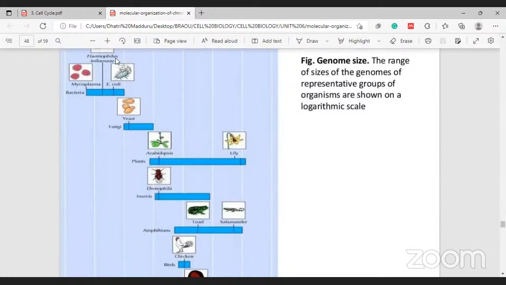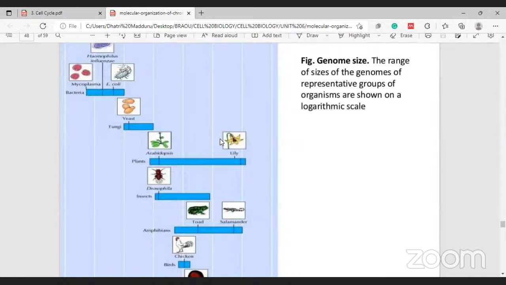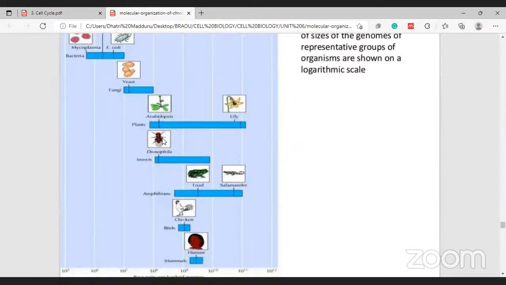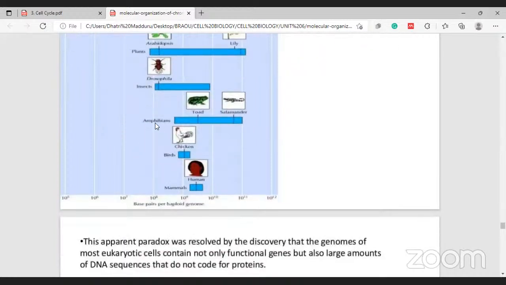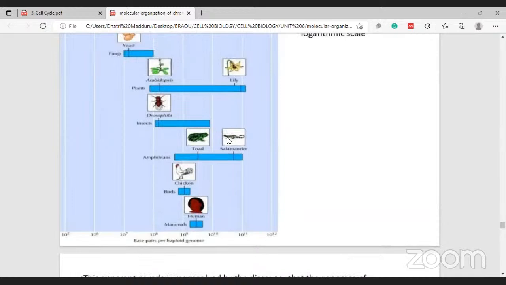So this is Haemophilus influenzae. It has a high amount of genomic DNA. Then Mycoplasma and E. coli, which are bacteria. In fungi, we have yeast. In plants, Arabidopsis and lily. These were sequenced. And in insects, the Drosophila genome was sequenced. Then in amphibians, frog and salamander. Then birds, chicken, and mammals, human.